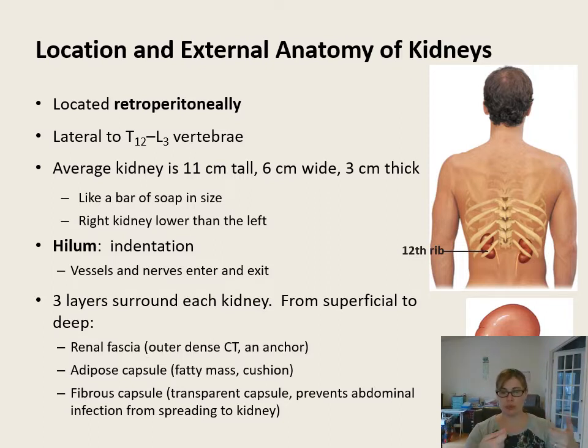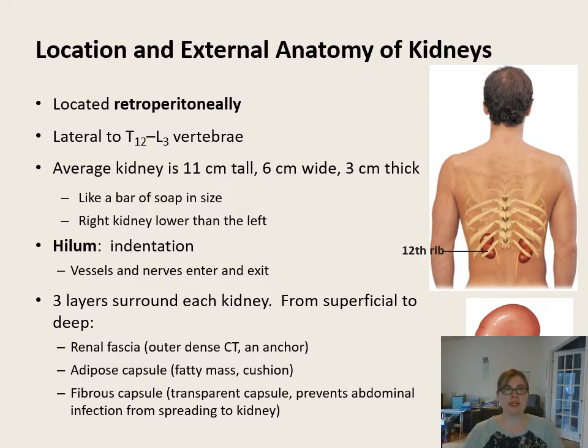You have to kind of break through the peritoneum to get to the kidneys. So the location is retroperitoneal, and they are lateral to T12, L1, L2, L3. One is slightly lower than the other, and that's because of the liver. The liver is sort of a wedge shape, and so it's larger on one side, and so your right kidney is going to be a little bit lower. That's the arrangement based on your other organs.